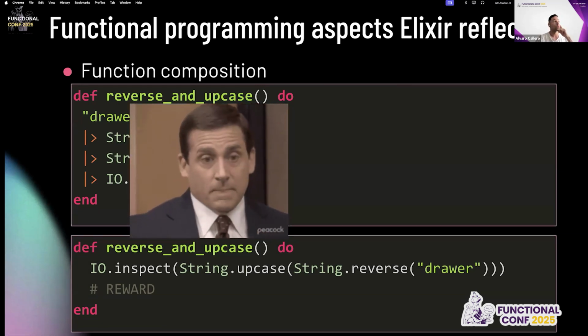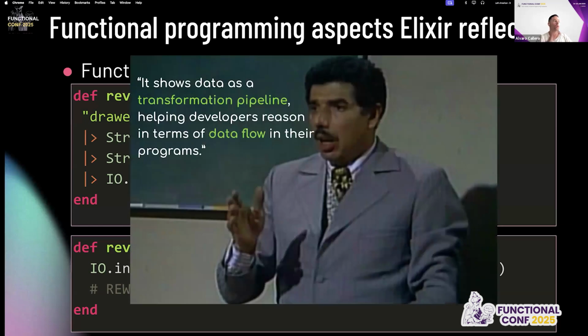And a final thought about the pipe operator. It shows data as a transformation pipeline, helping developers reason in terms of data flow in their program. So this is a way in which we can see the pipe operator.